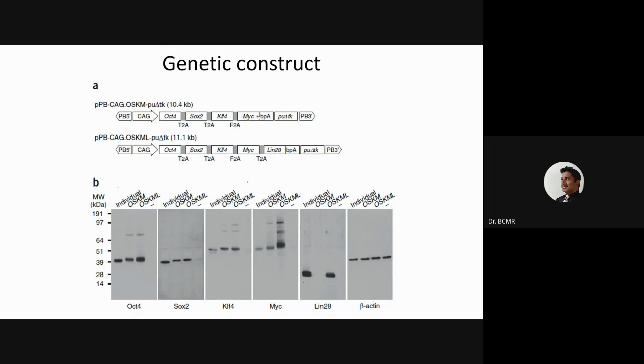CMYC here doesn't have a peptide, so you can almost see it to be close. Whereas in this case, CMYC has a peptide, and you can see that it is a little larger. Lin28 doesn't have any, so it's almost as if it is the purified Lin28 produced from normal sources. Okay. So that is what you should be looking at very cleanly.